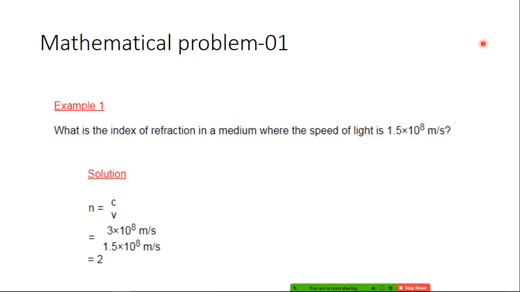Math 1: what is the index of refraction in a medium where the speed of light is 1.5 times 10 to the power 8 meters per second? And here the solution is n equals c by v, and here the refractive index is 2.